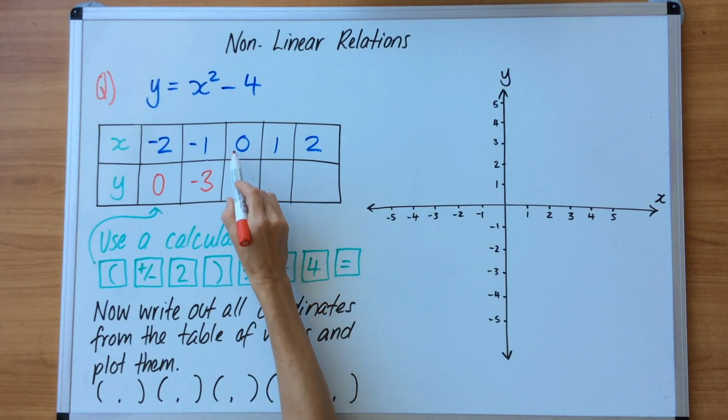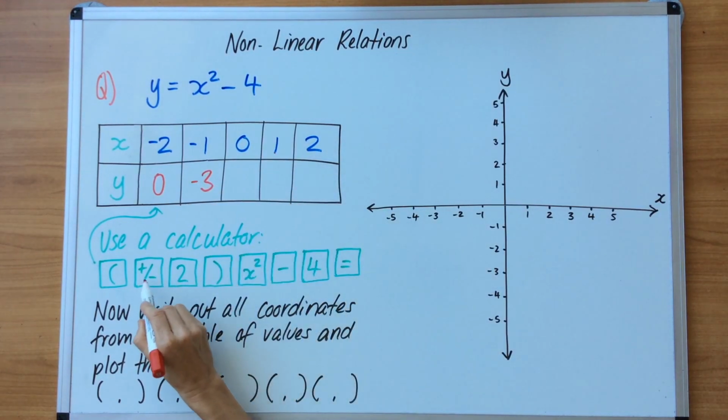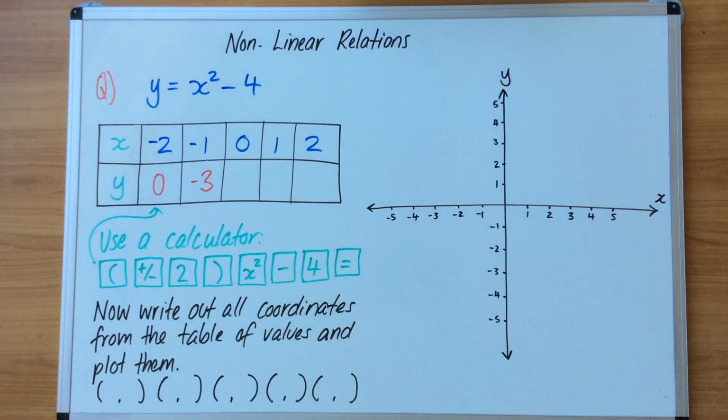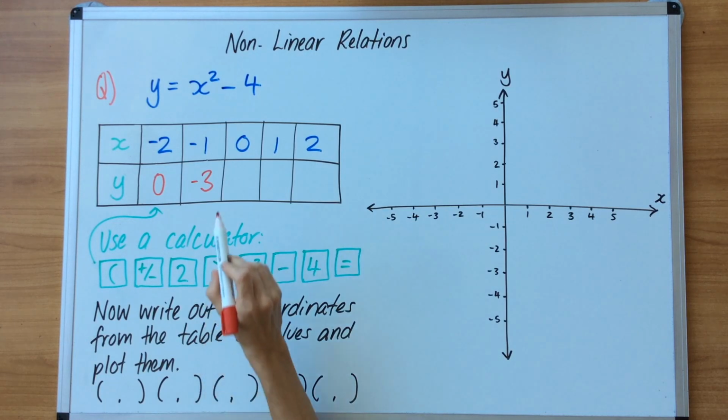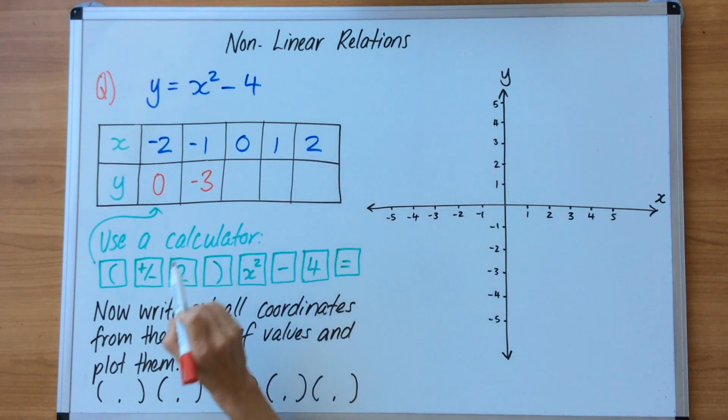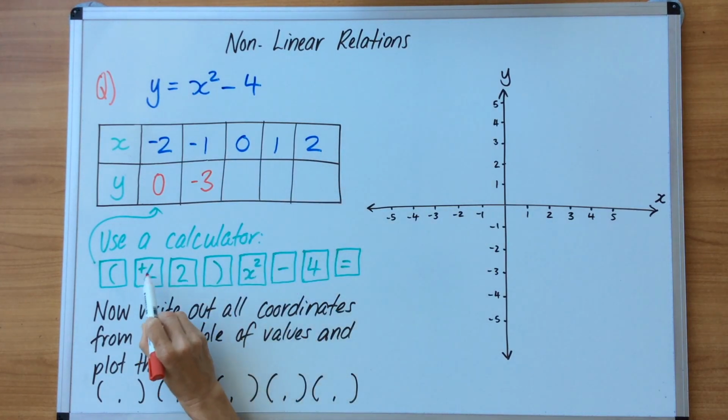When we get to 0, 1, and 2, we don't need this button. This button's only been put in here because it's told us to in these two x values here. So we would then just substitute 0, 1, and 2 in this section here, but not this positive negative button, which indicates a negative number.